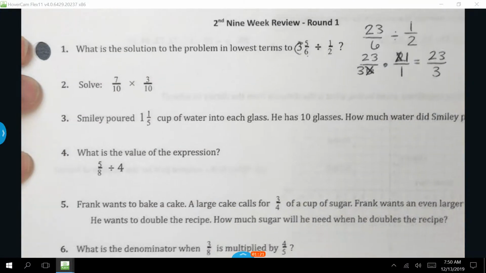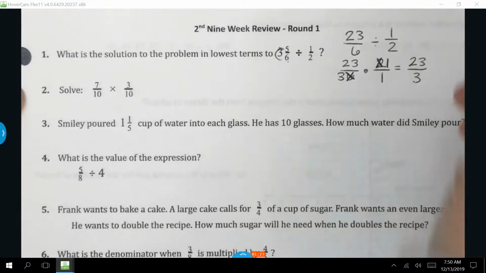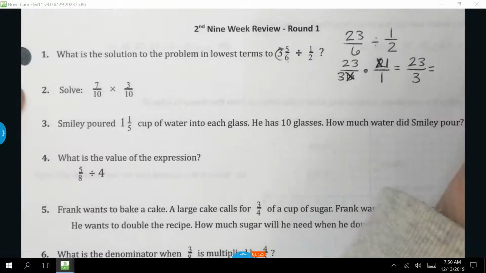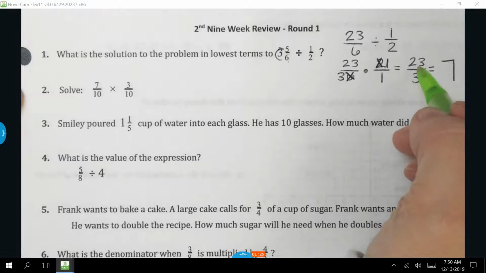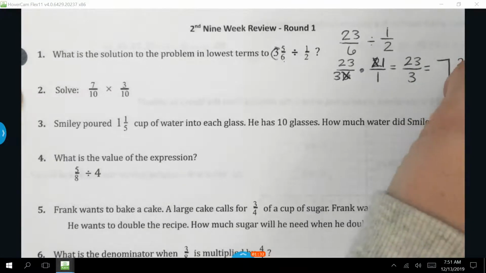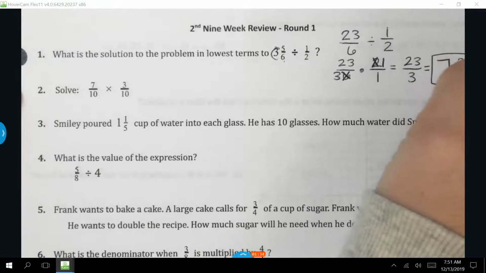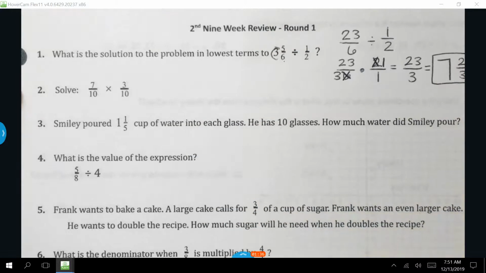Okay, can I leave my answer like that? No? How many times does 3 go into 23? 7. That gives me 21. How many do I still need? 2. So I get 7 and 2/3. Okay. Questions about number 1?